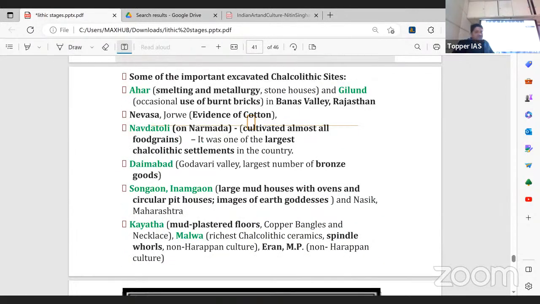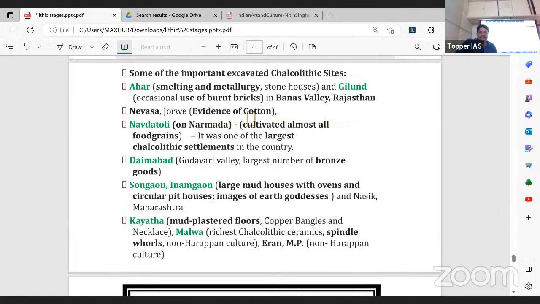So, important Chalcolithic sites. Ahar and Gilund in Rajasthan. Ahar is known for smelting and metallurgy. Gilund has occasional use of burnt bricks, but just remember the names. That's it. So Ahar and Gilund.